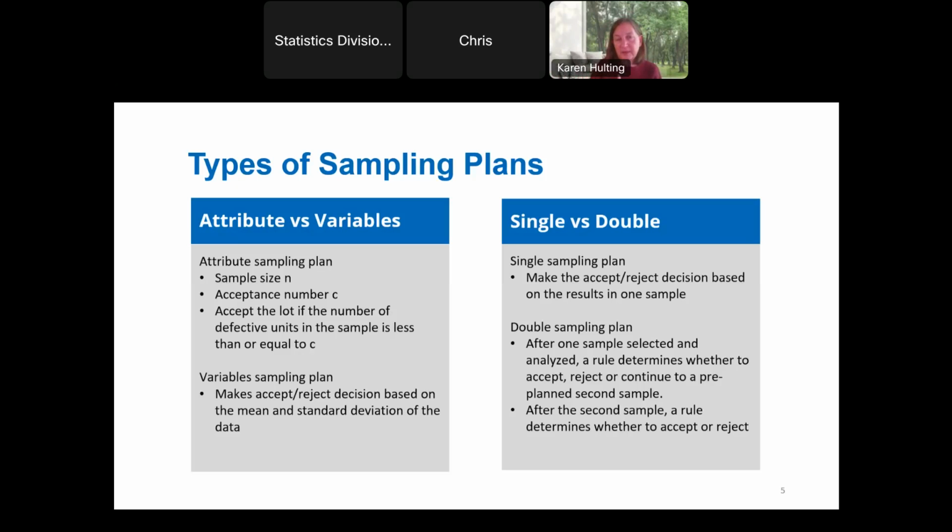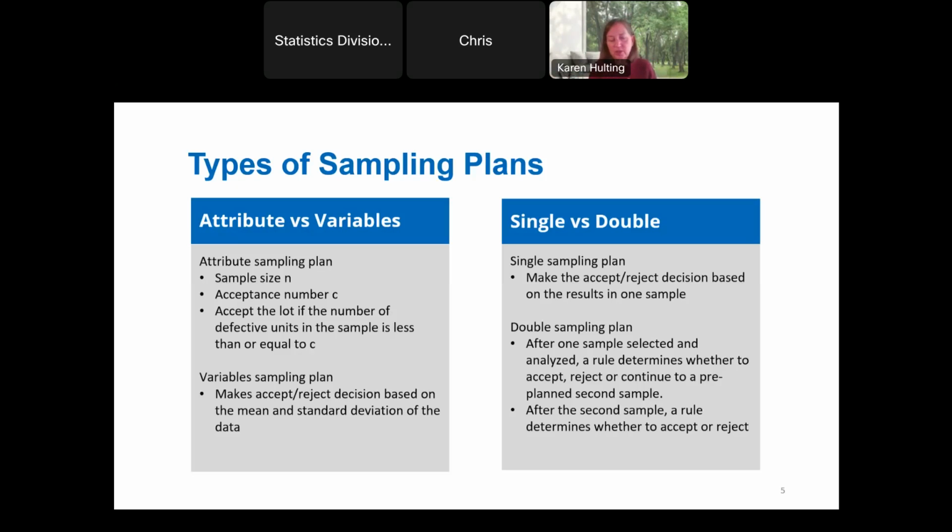The other kind of acceptance sampling plan is a variables acceptance sampling plan, where we take variables data, right? We make measurements, dimensions, strengths, all kinds of things that are variables data, calculate the mean and the standard deviation, and feed that into a formula that tells us whether or not we accept or reject that lot. Variables acceptance sampling plans are really, really powerful, but they're a little trickier to implement. So we'll talk a little bit about that. So first you need to know what kind of data you have.